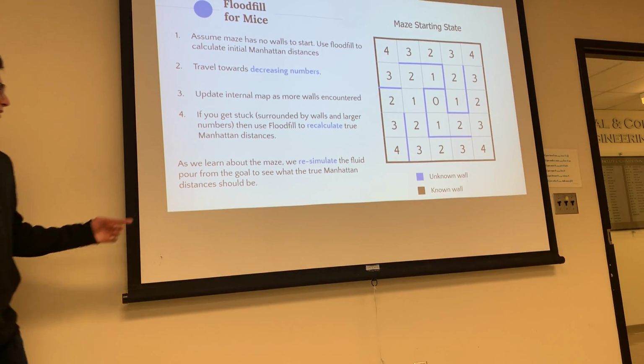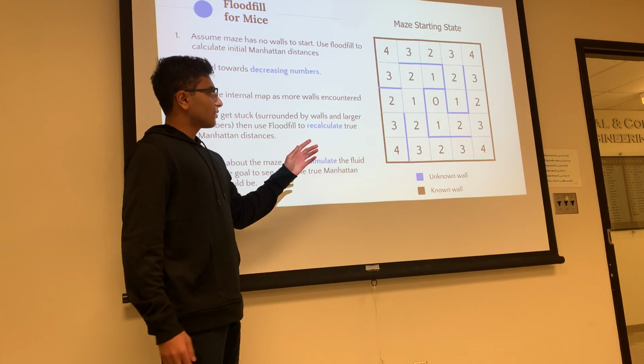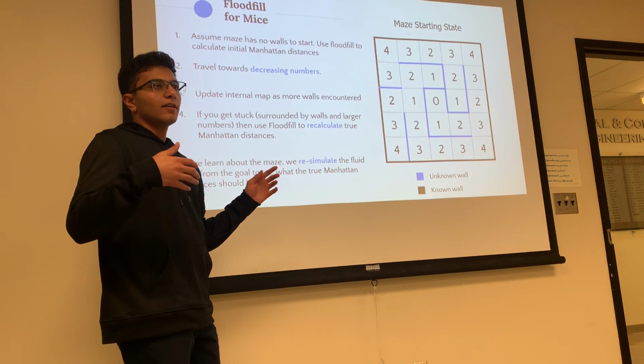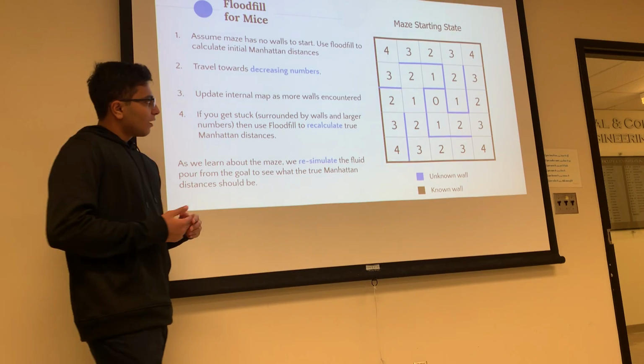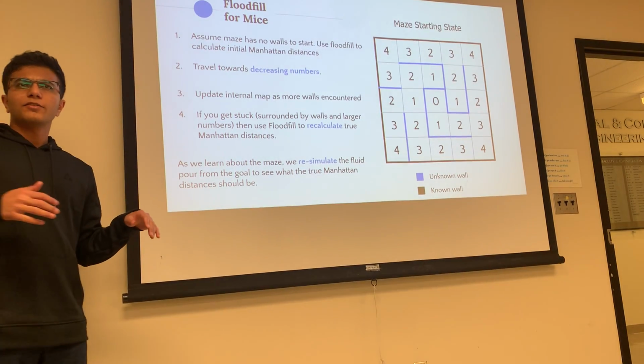Basically what I just said is written here. As you get stuck, you just want to keep recalculating the new Manhattan distances using the Floodfill algorithm. This might seem a bit confusing. Does anyone have any questions?